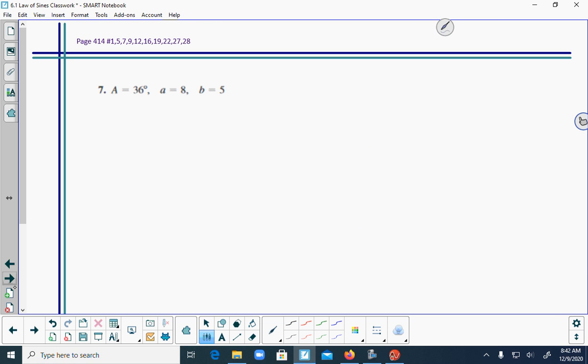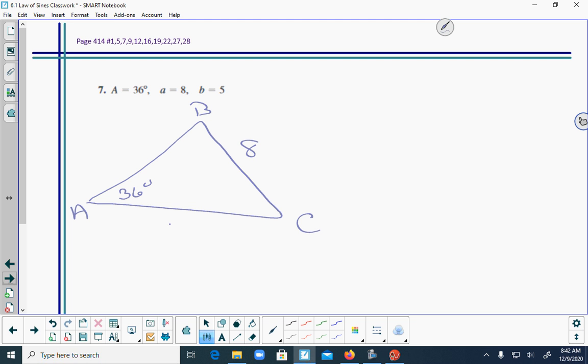Number 7, they give me the angle A is 36 degrees, side A is 8, side B is 5. I like drawing the triangle, and it doesn't matter how you draw the triangle, just label it. A is going to be 36 degrees. Side A, which is going to be opposite, is 8. The side opposite angle B is going to be 5.